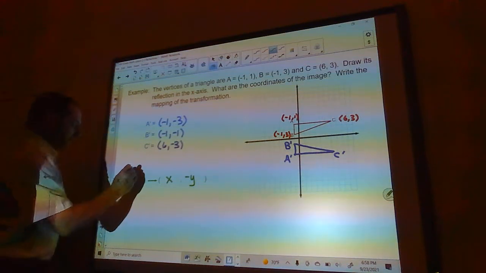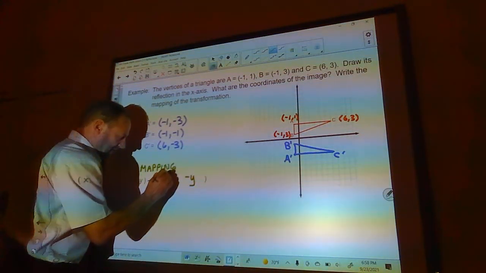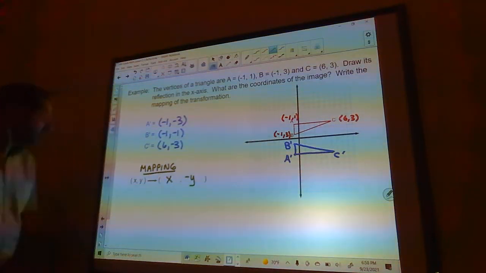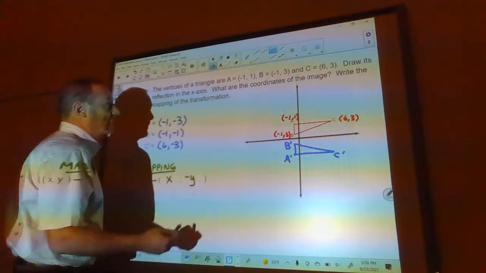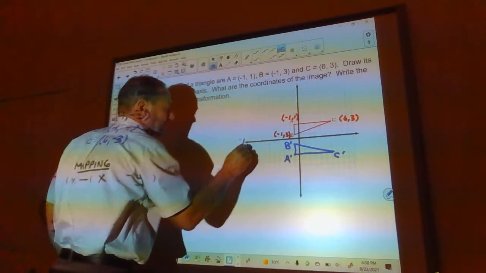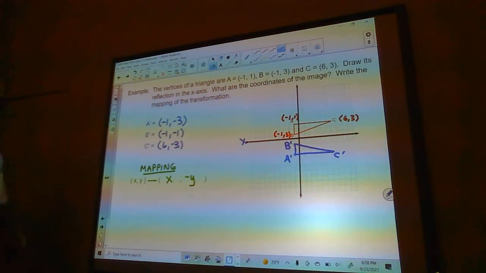So here's my mapping. A mapping is just instructions telling you how to go from one to the other. Okay, I drew my reflection in the x-axis, by the way. That's my x-axis right there. And here are the coordinates of the image.